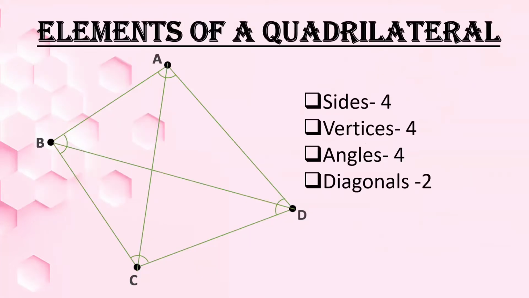So what are the elements of a quadrilateral? We have four elements: sides, vertices, angles, and diagonals. Our sides are side AB, side BC, side CD, and side AD. We also have four vertices. A vertex is a point where lines meet. So we have vertex A or point A, point B, point C, and point D. We also have four angles: angle A, angle B, angle C, and angle D. While our diagonals are diagonal AC and diagonal BD.